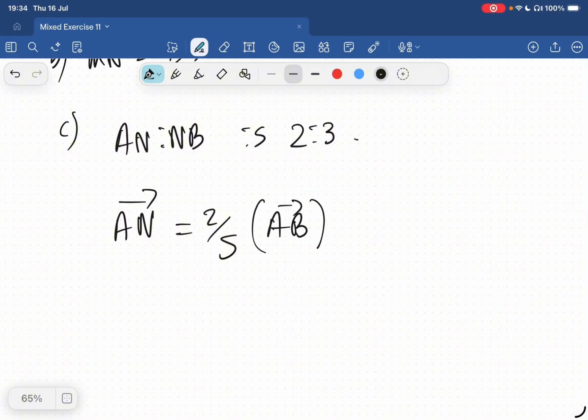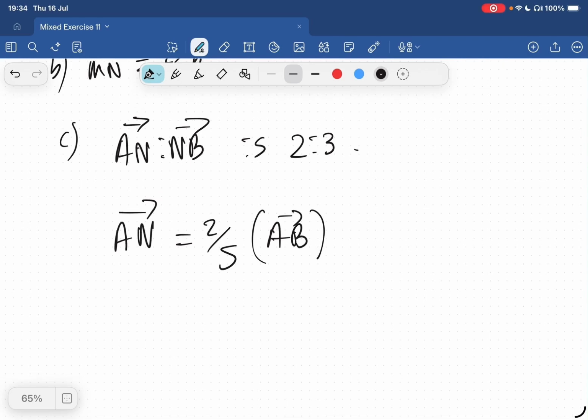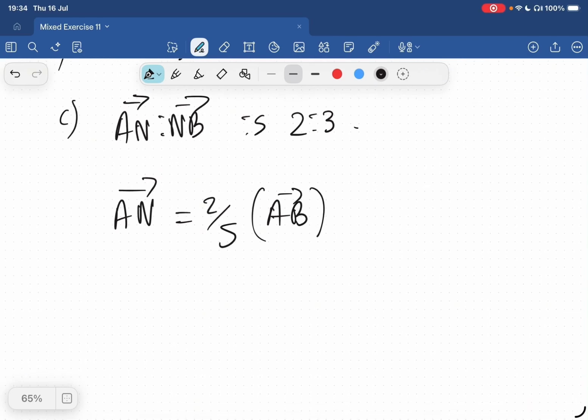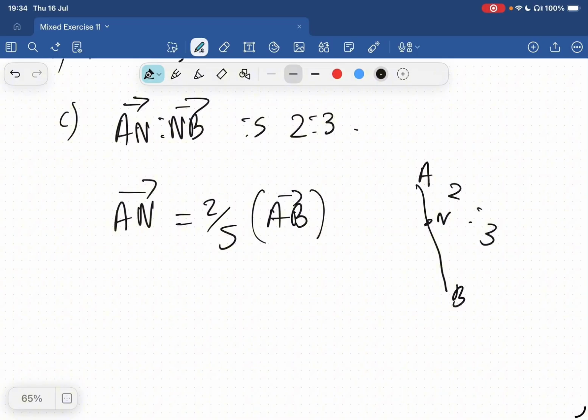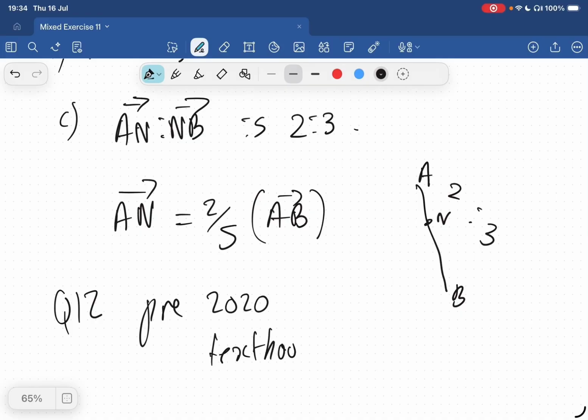Let's not slack on our notation. A to N is 2/5 A to B. So if A to N is 2/5 of A to B, this means it must be split in a 2 to 3 ratio. And that is the answer to question 12, pre-2020 textbook.